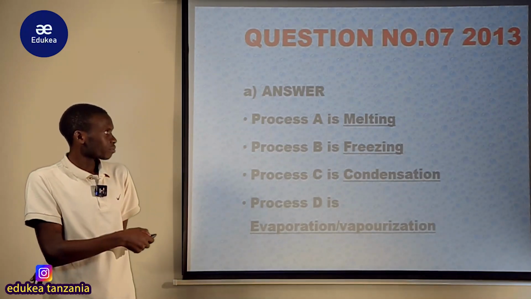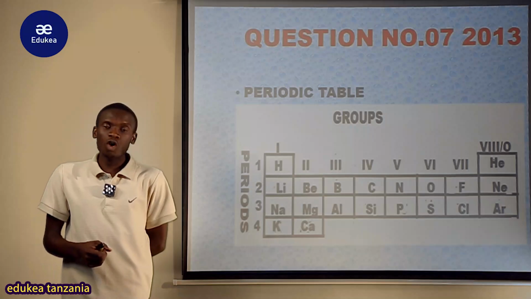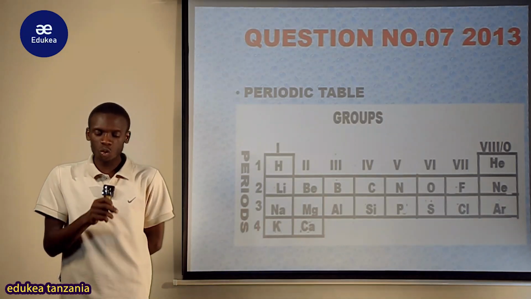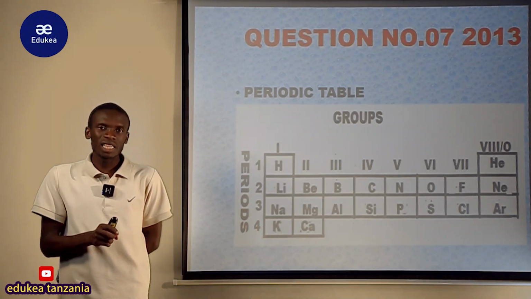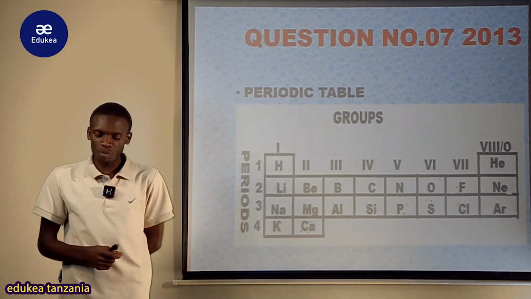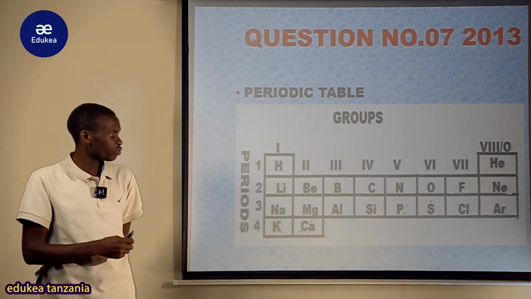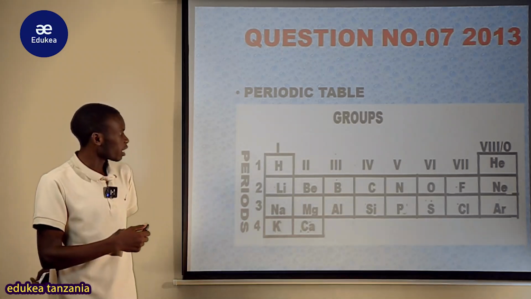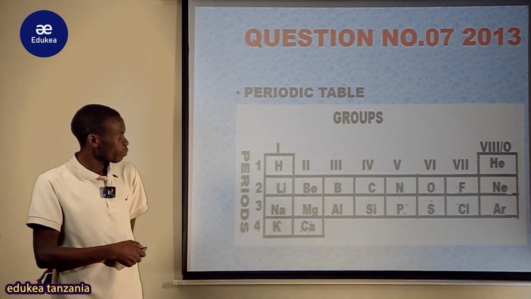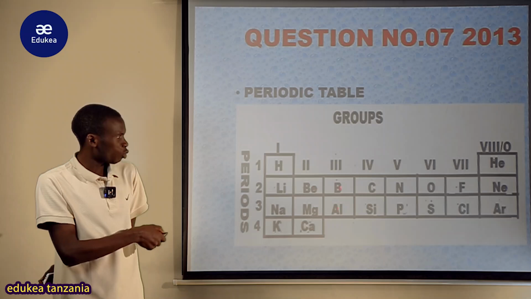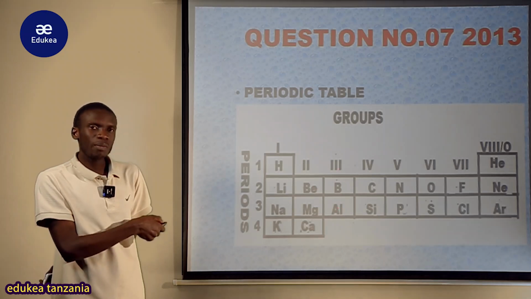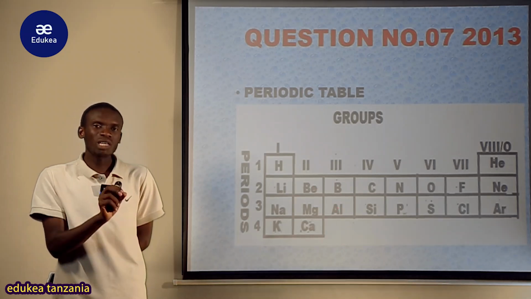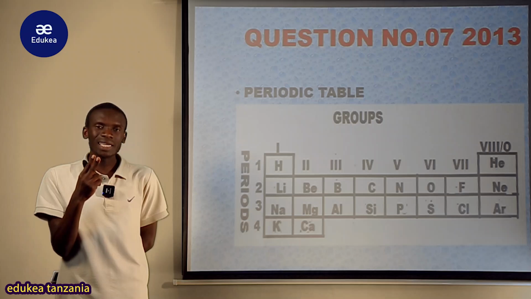After then, on part B of the question, a student is required to give the valence of aluminium, valence of neon, valence of phosphorus, valence of sulfur and potassium. So ukiangalia aluminium ipo group number 3. Aluminium ipo group number 3, it means that outermost shell yake ina 3 electrons.